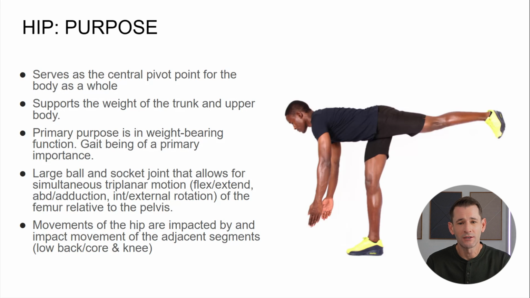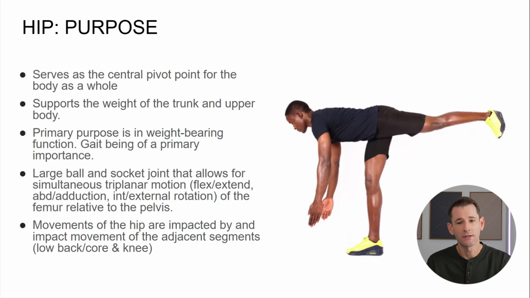Well, it serves as a central pivot for the whole body. So that hip hinge or that pivot's related to bending down and picking things off the floor, getting up and getting down from a chair. It's involved in gait. These are all really functional things. It has to support the entire weight of the trunk plus the upper extremity, so there's a lot of weight that's going through that hip joint.